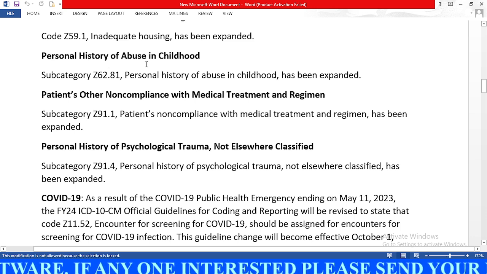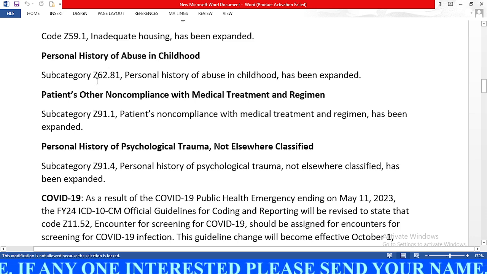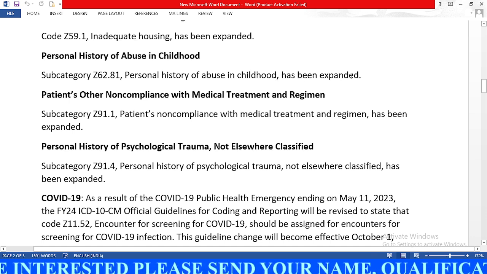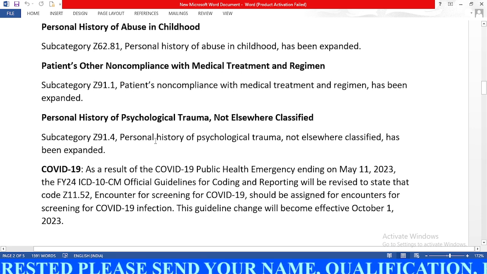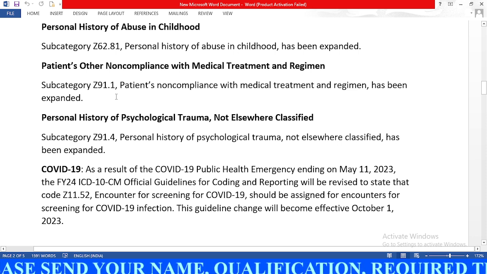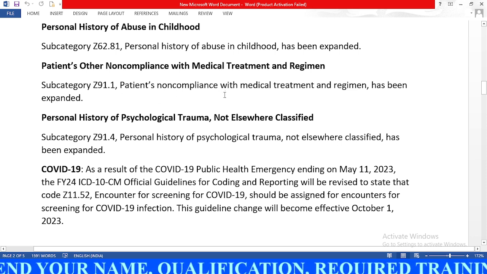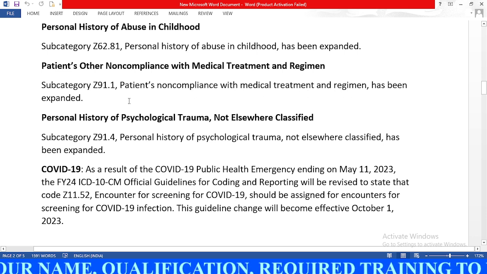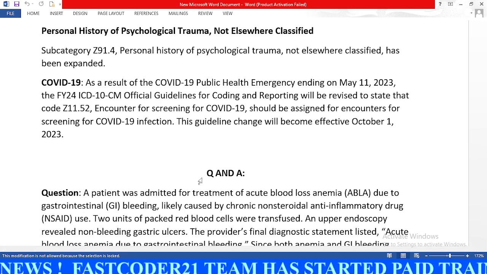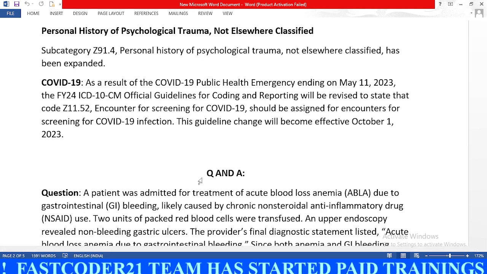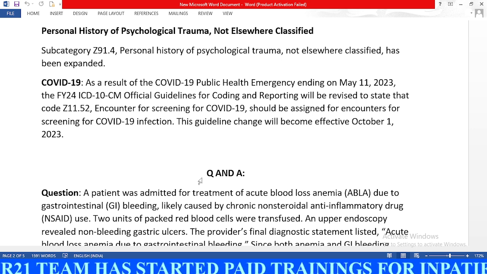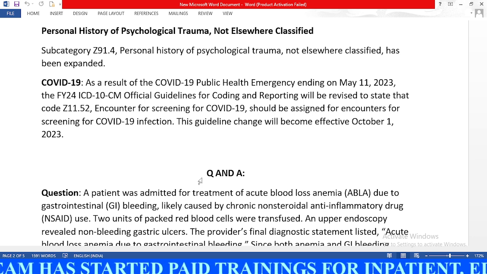Next, personal history of abuse in childhood. Subcategory Z62.81, personal history of abuse in childhood, has been expanded. Next one, patient's other non-compliance with medical treatment and regimen. Subcategory Z91.1, patient's noncompliance with medical treatment and regimen, has been expanded. Next, personal history of psychological trauma, not elsewhere classified. Here, subcategory Z91.4, personal history of psychological trauma, not elsewhere classified, has been expanded.